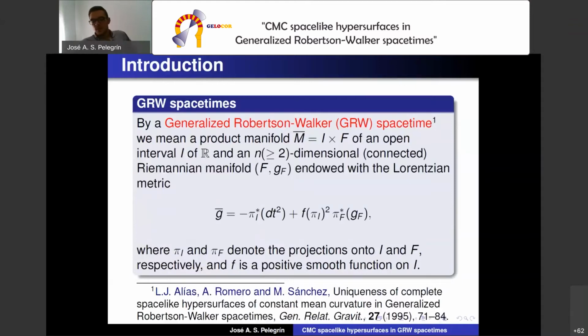So let me begin by talking a bit about the ambient spacetimes where we will obtain our results, which are the well-known family of generalized Robertson-Walker spacetimes. By this, we mean a product manifold of an open interval of the real line and a Riemannian manifold F, which has to be connected of dimension greater or equal than 2. And we will endow this manifold with the following Lorentzian metric. Okay, this is a warped product in the sense of O'Neill, a Lorentzian one, where the warping function is this f that appears here.